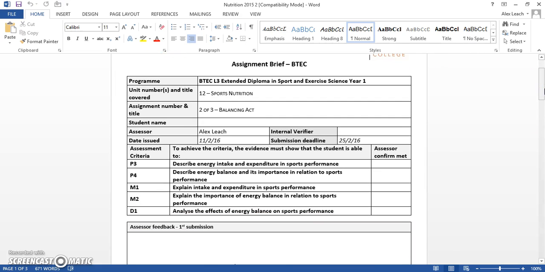Okay, so next thing you need to look at, we have 5 grading criteria, and as you can see, 2 pass, 2 merit, and 1 distinction. So I'm going to talk you through the tasks to achieve these now and how you should probably set them out.